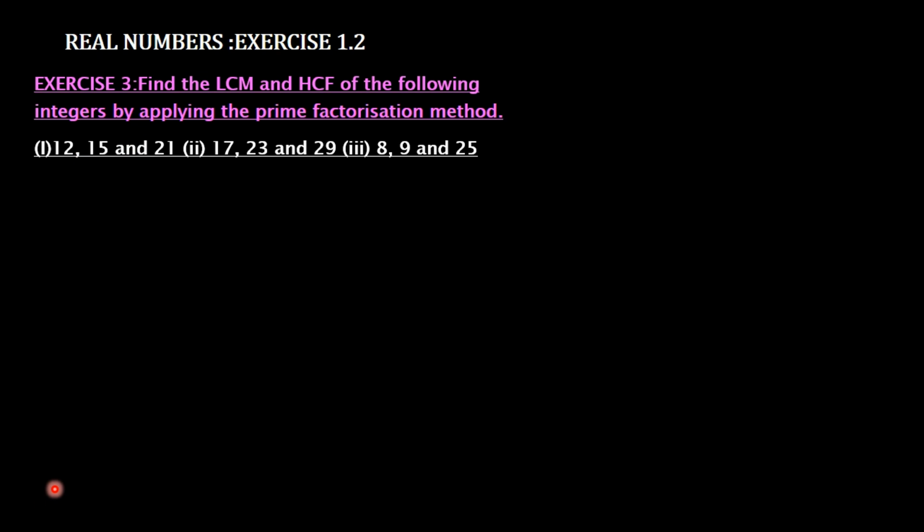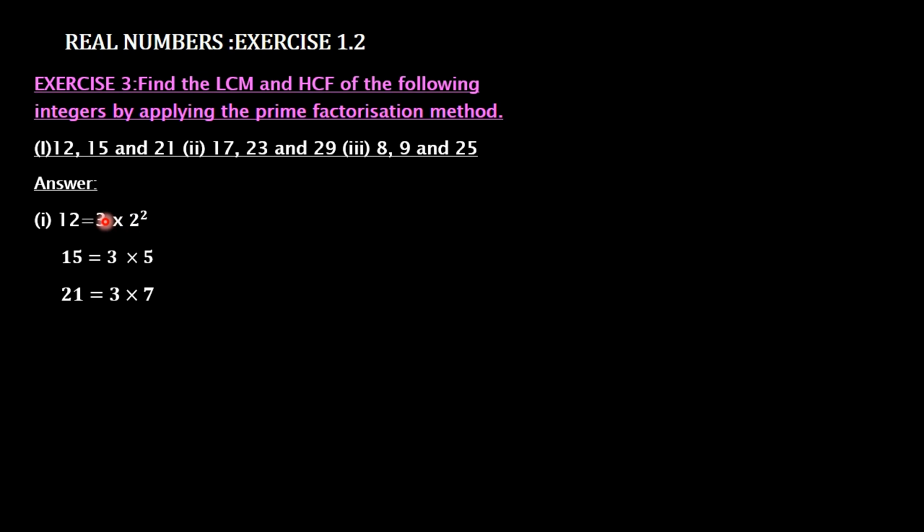Then, what is our prime factorization of 12? 12 equal to 3 into 4, that is 3 into 2 square. 15 is 3 into 5, 21 is 3 into 7. Then what is our LCM and HCF? In order to find LCM, if you want, you can write here 5 raised to 0, 7 raised to 0, etc. Or you can do it by this method too. So, in order to find LCM, what do we have to find? We have to find the highest power among the given prime factors.